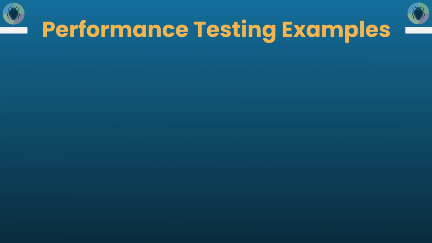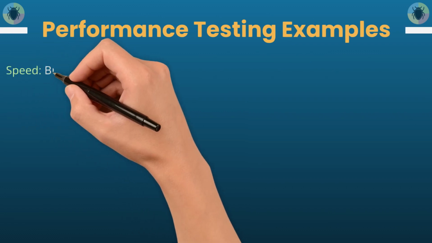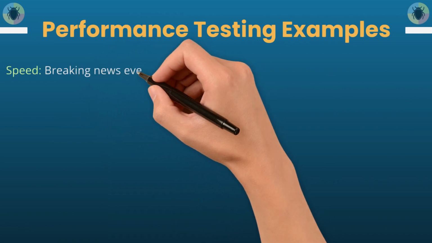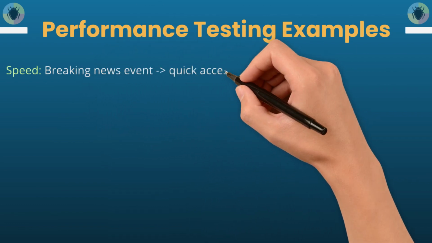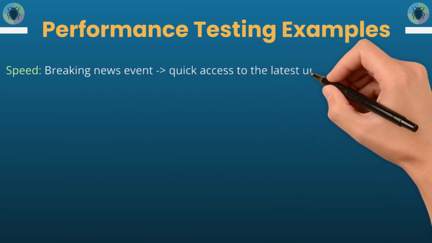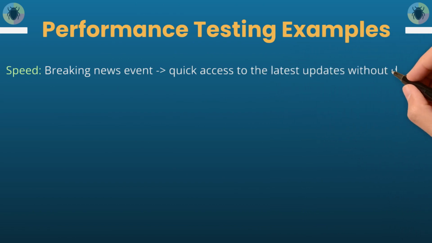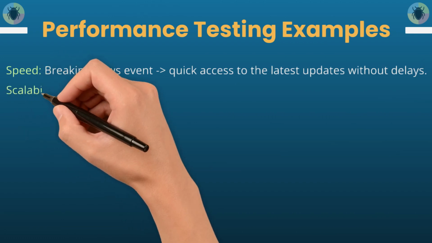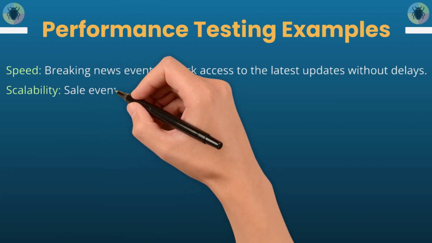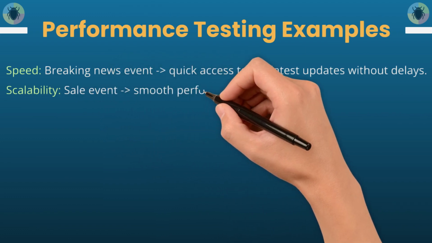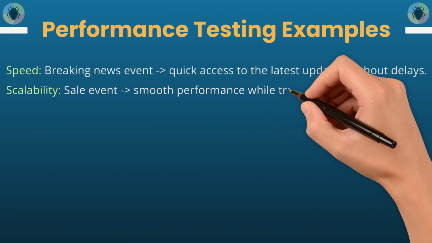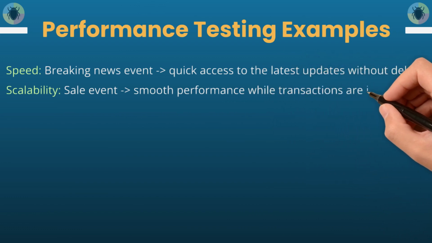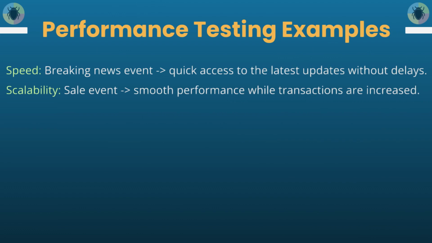Performance testing examples. Speed. Example: imagine a news website during a major breaking news event. Speed testing ensures that users can quickly access and read the latest updates without delays, even when traffic surges. Scalability. Example: for an online retail store preparing for a major sale event, scalability testing ensures that the application can support a substantial increase in users and transactions, maintaining smooth performance even as traffic spikes.